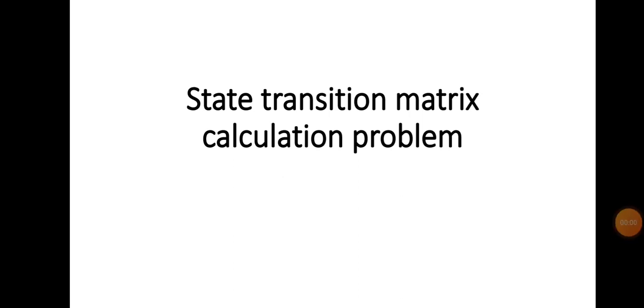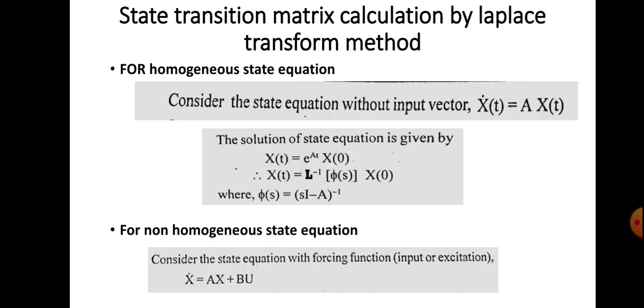In this session, we will discuss a problem for calculating the state transition matrix. Here we are adopting a method for calculating the state transition matrix, that means we are using the Laplace transform method. We are discussing two cases, the homogeneous equation and the non-homogeneous equation. We know that the state transition matrix is e raised to At.